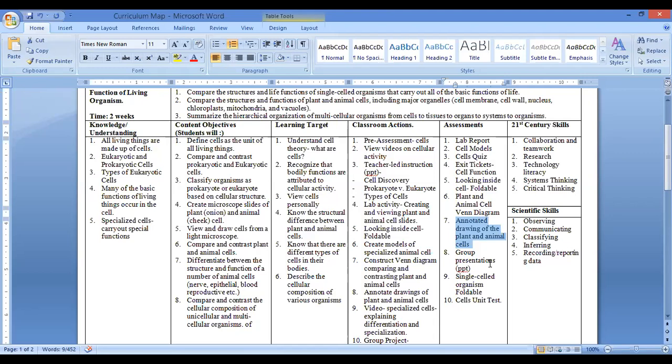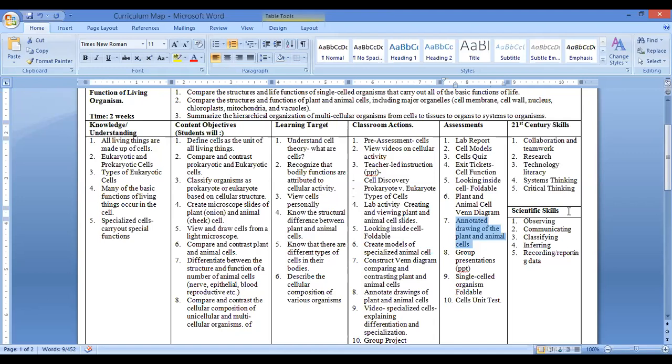Now, I have said a lot in this curriculum map. The last thing I want to touch on is those 21st century skills. We do have the scientific skills and we have the 21st century skills. If you look at those five skills, I have observing, communicating, classifying, inferring, recording, or reporting. These are skills that students are typically garnering as they go through different classes, but as we go through science classes, it's important that in this unit they do get that exposure to these skills some more.